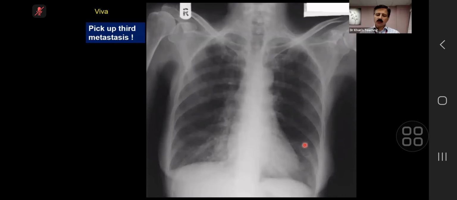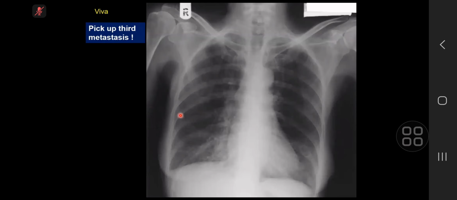This one and this one, I have myself told you, right? I want you to pick up, there is another one, and I want you to develop your eyes for the third one, classical exam one. Please, over to you. Where is the third metastasis? Is it in the left scapula? No. I'll give you 20 more seconds.